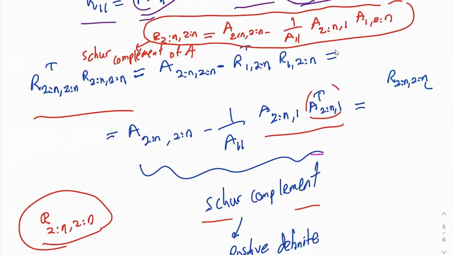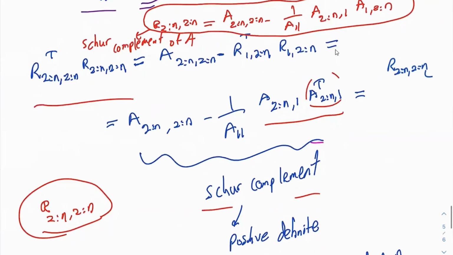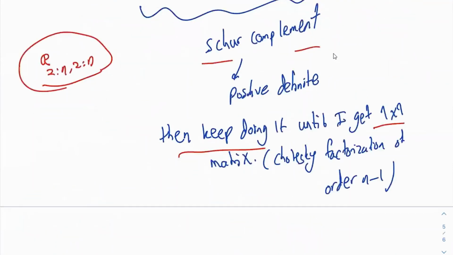Okay, so that's it for the Cholesky factorization. In the next video, I'm going to talk about nonlinear least squares and nonlinear least squares for convex functions. Okay, thank you so much for listening.